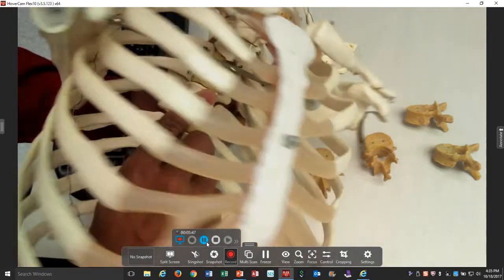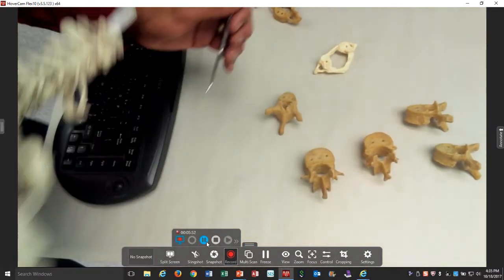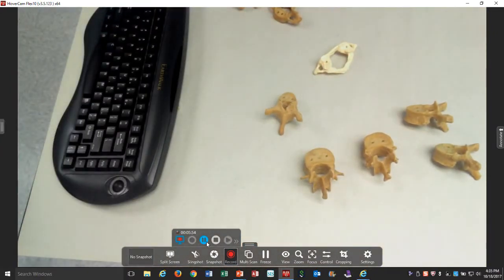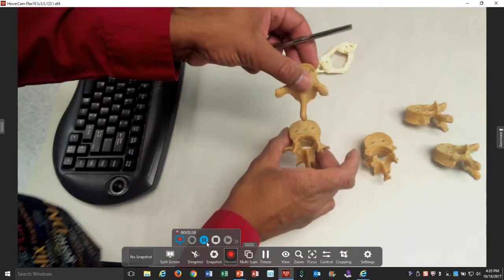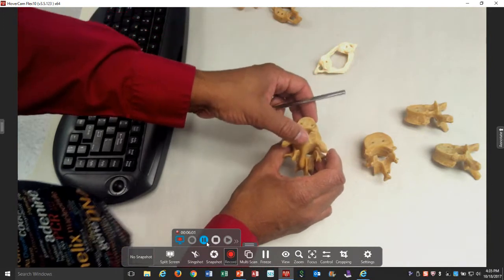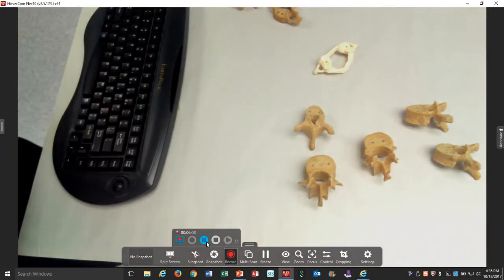All right, let's get it. There we go. So the rib will attach, and that's why it has an articulating surface with the rib and also the vertebrae below it or above it, depending on which one we're talking about.